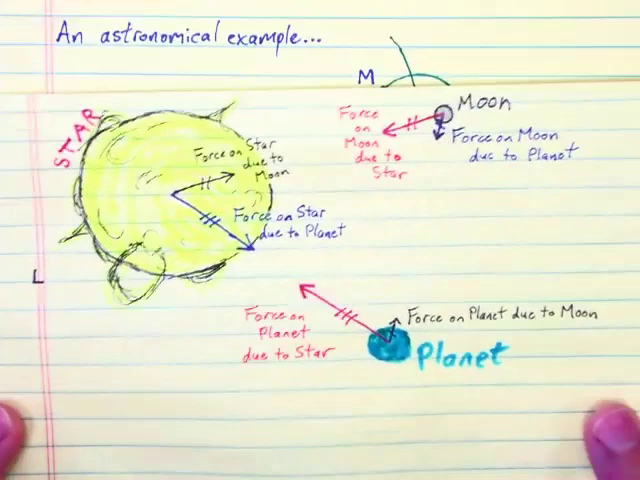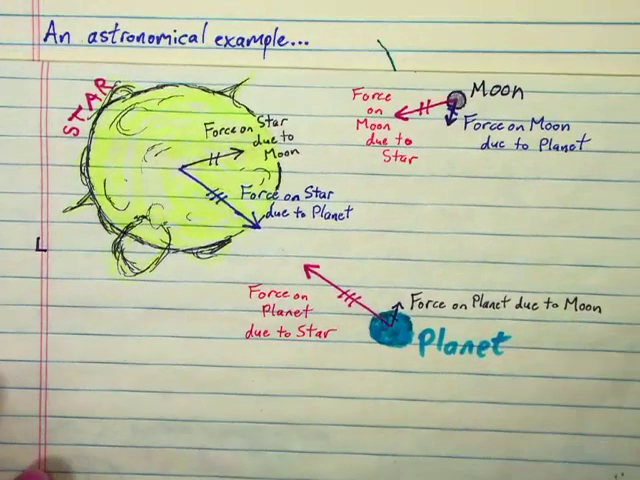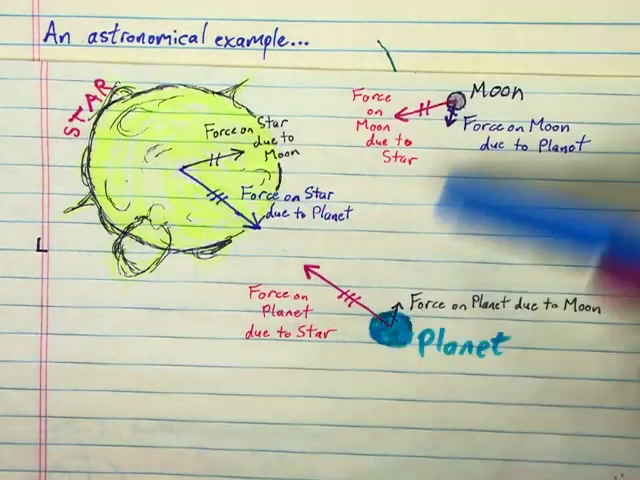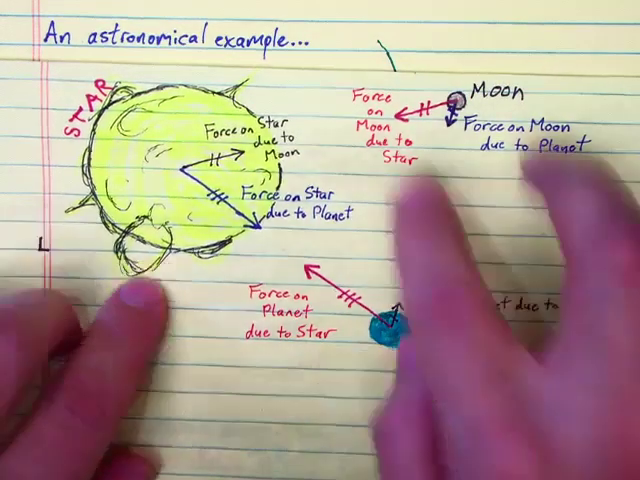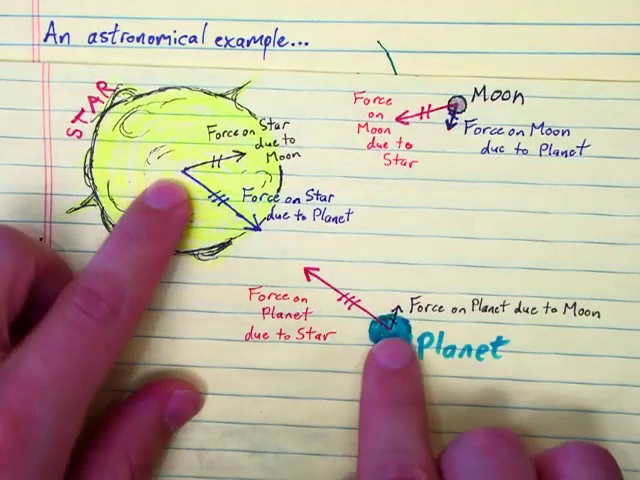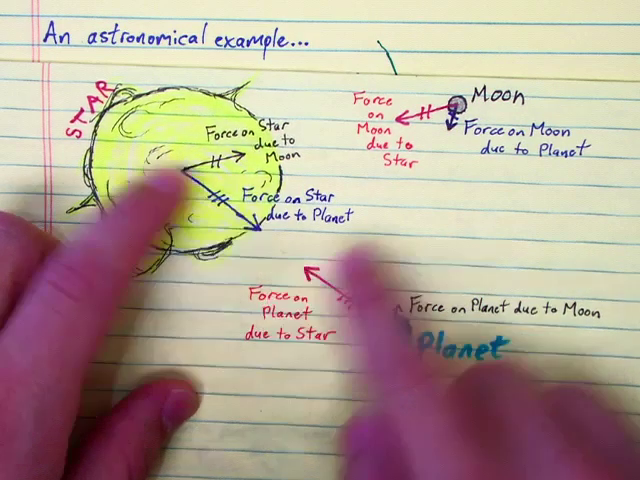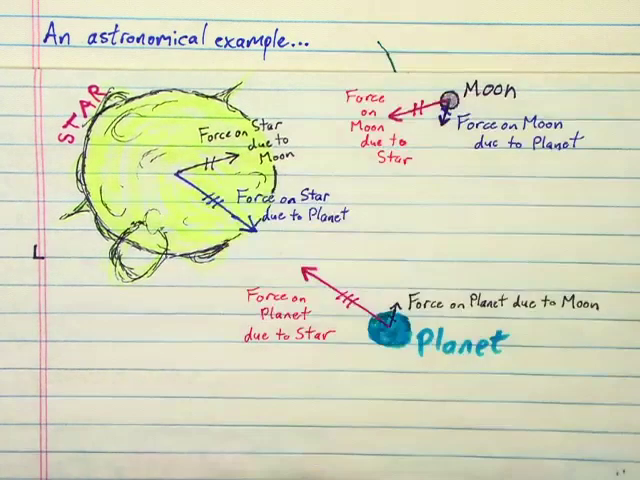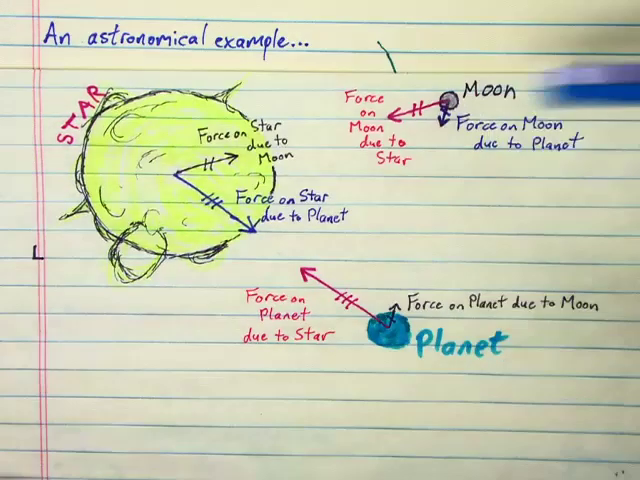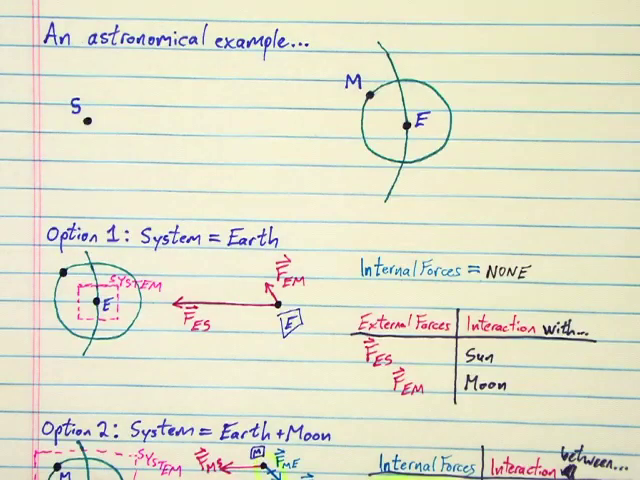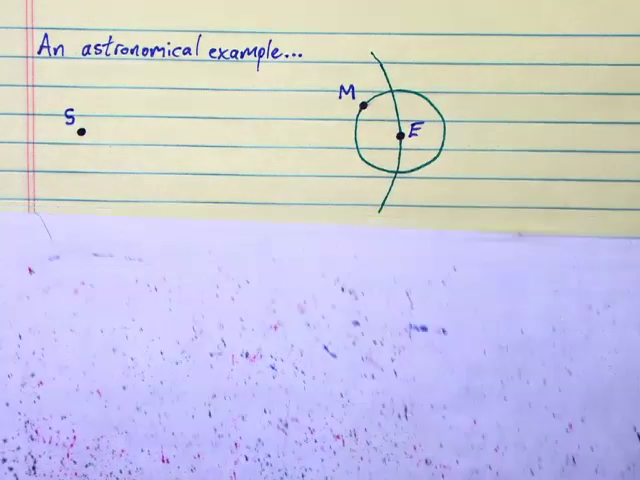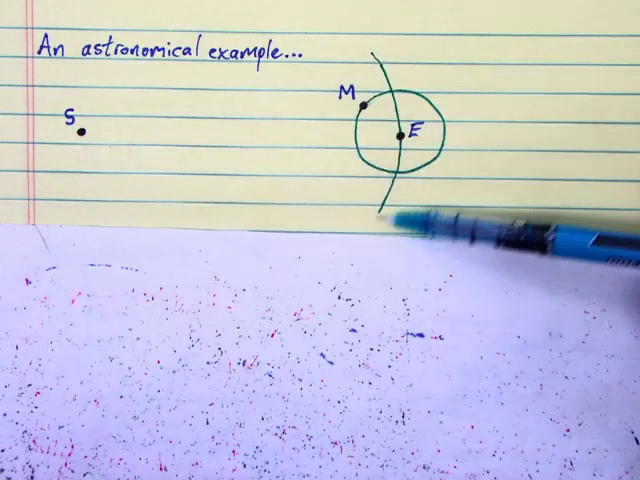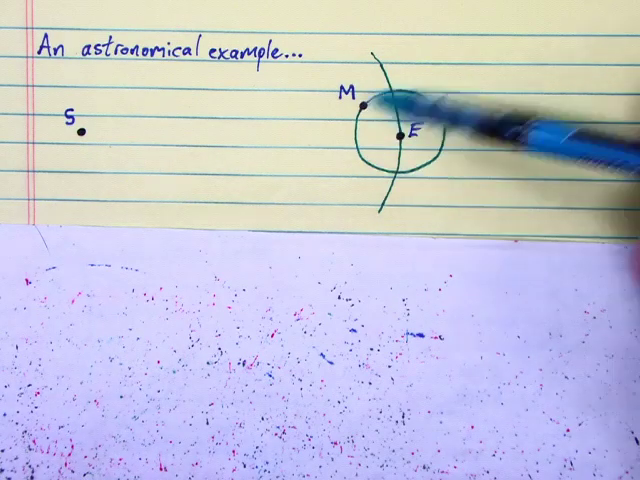One more scenario to look at. An astronomical example. We've considered before the interaction between, say, a star, a planet, and a moon. And we know now that each pair of objects will exert equal and opposite gravitational forces of attraction on each other. If we make this the sun, the earth, and the moon, simplified, it looks like this. Here's the orbit of the Earth around the sun, and here's the orbit of the moon around the Earth.